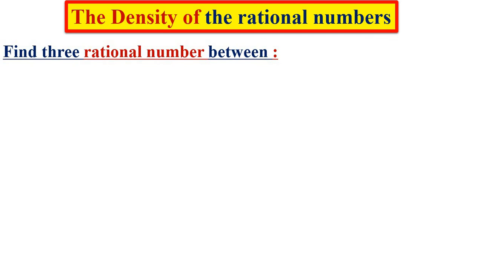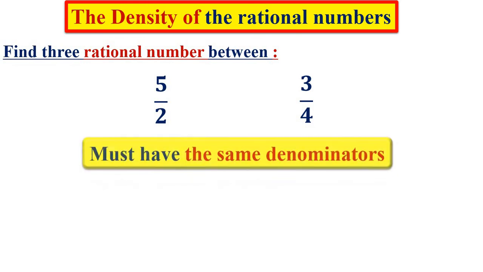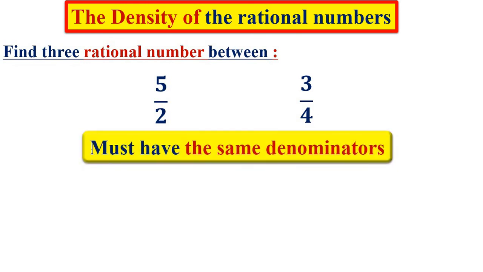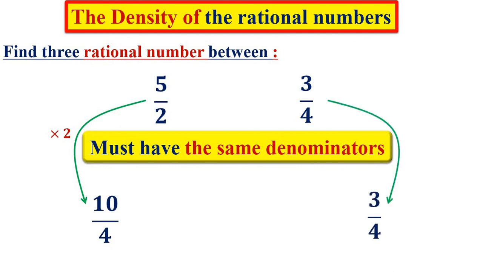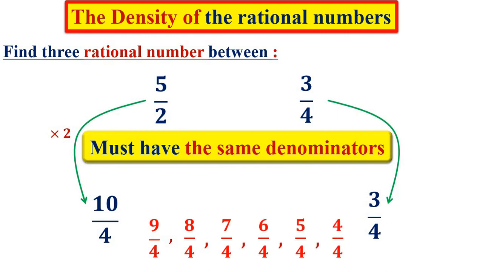For example, find three rational numbers between 5 over 2 and 3 over 4. First, we must have the same denominator. We multiply here by what? 2 up and down, it will be 10 over 4, and 3 over 4 as it is. Between 10 over 4 and 3 over 4 we have 9 over 4, 8 over 4, and 7 over 4. We need only 3 fractions. We choose any 3 fractions of them.